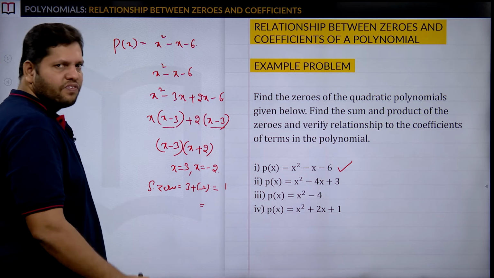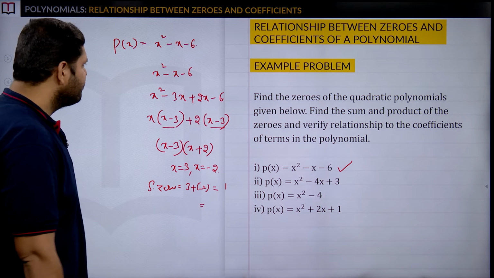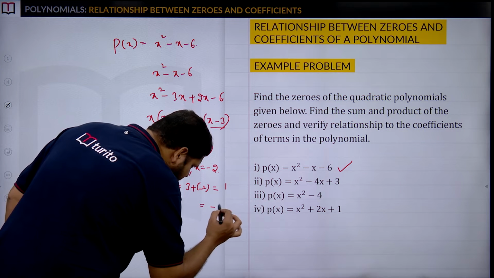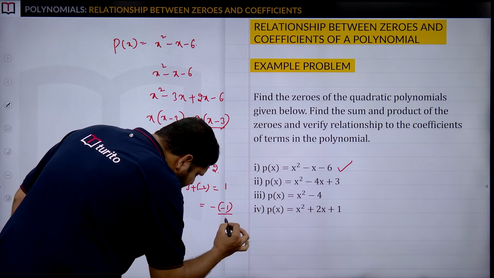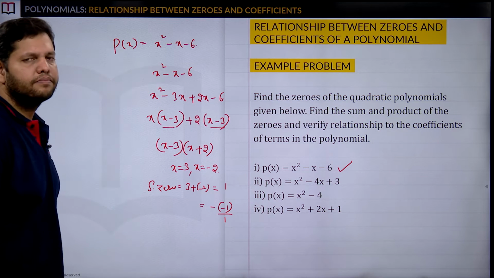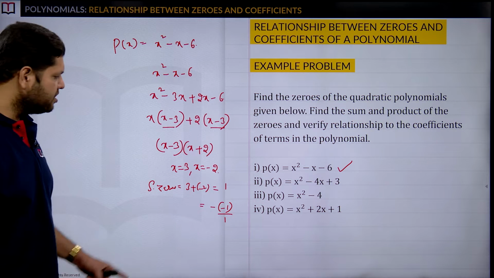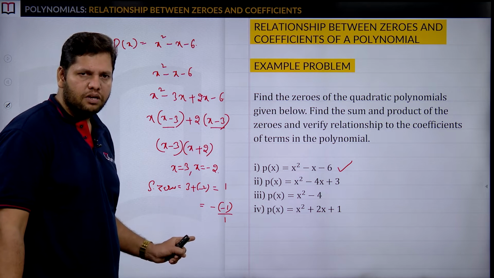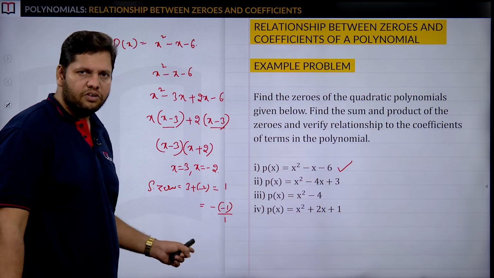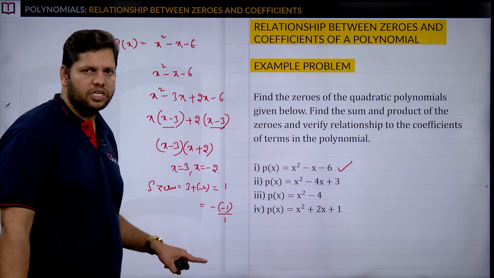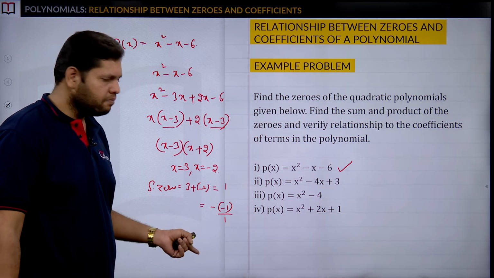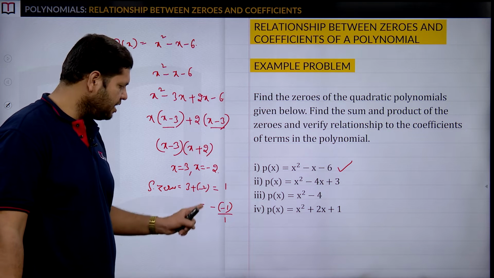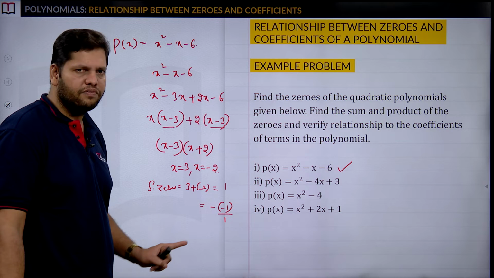Children, how can we write this 1? This 1 I am writing as minus of minus 1 divided by 1. Can I write it like this, children? Because if you divide any number by 1, you will get the same number only. There is no change in the number. So what I am writing? 1 I am writing as minus of minus 1 divided by 1.